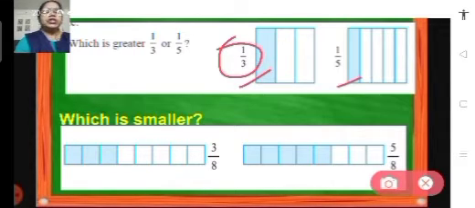Then next one, which is smaller? So here we have two like fractions, isn't it? 3 upon 8 and 5 upon 8. This is pictorial representation. That means 3 out of 8 are shaded, and here 5 out of 8 are shaded. So clearly by looking at the picture, you can understand that 5 out of 8 or 5 upon 8 is greater than 3 upon 8. That means for like fractions, the greater the numerator, that will be the greater fraction.